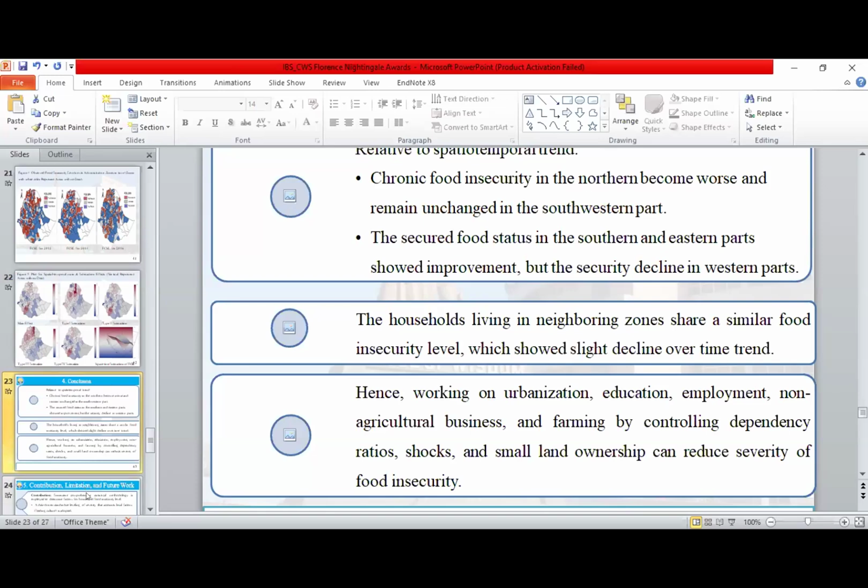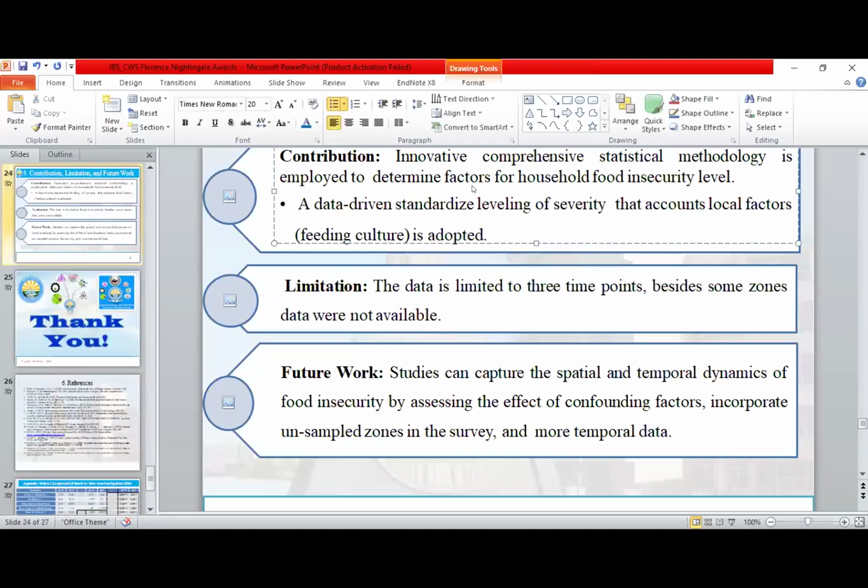The contribution here is that we found an innovative, comprehensive statistical methodology to determine household food insecurity. And we find standardized leveling of severity that accounts for local factors such as feeding culture. The limitation is that data is limited at certain time points, and some zones are not included. Therefore, in the future, one can capture spatial-temporal dynamics better by accounting for confounding factors, sampling more zones, and using more temporal data. Thank you.